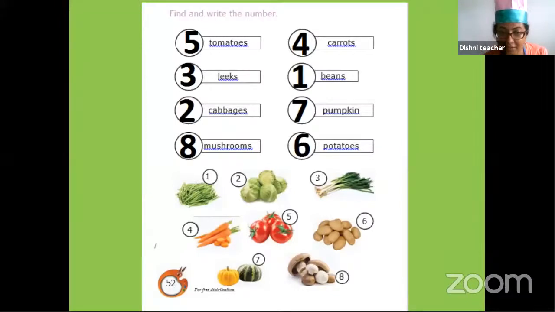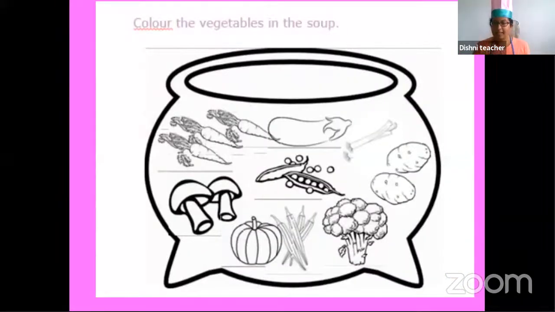Done, good. Now let's move to the next activity. You have a soup pot. You have to color the vegetables in the soup pot, only the vegetables mentioned in the lesson. Now don't color it but circle the fruits. Circle them now, and at home, after this session, you can color the vegetables. Right, okay.